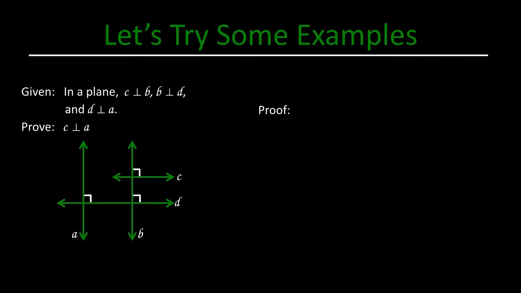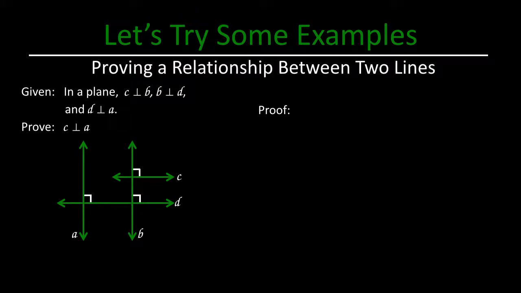Now let's end it with an example. We're going to be proving a relationship between two lines. We're given, in a plane, C is perpendicular to B, B is perpendicular to D, and D is perpendicular to A. We want to prove that C is perpendicular to A.